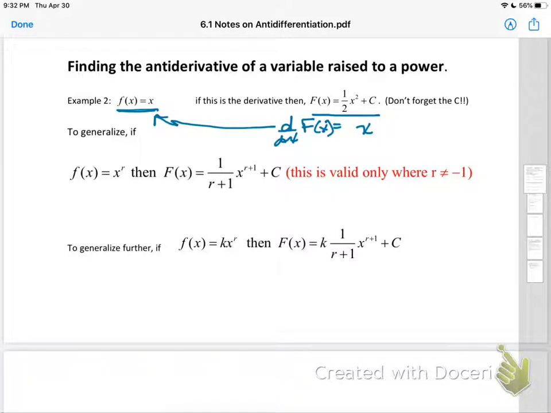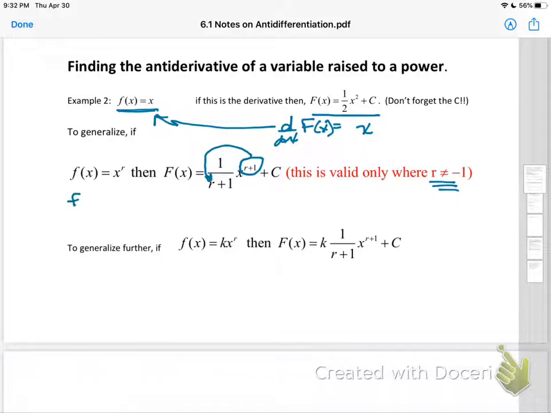So now we have a rule. If you have a variable raised to a power, then the way to get your original function is to add 1 to the power, and whatever number you end up getting, put it in the denominator. This only is going to work where r does not equal -1. If you add 1 to your r, you're going to be dividing by 0, which is undefined. If you ever find that you're dividing by 0, know that you can't do that. There's another rule for that.